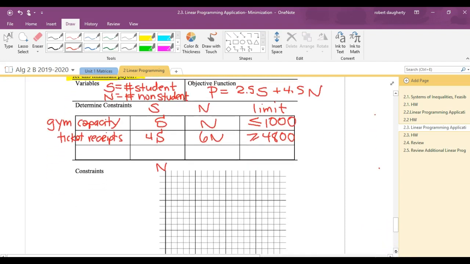So the constraints that you do not want to miss are what? S and N are both greater than or equal to 0. I mean, you don't want to lose half a point or whatever just for skipping that one. Okay. So then I'm going to have S plus N is less than or equal to 1,000. And 4S plus 6N is greater than or equal to 4,800.